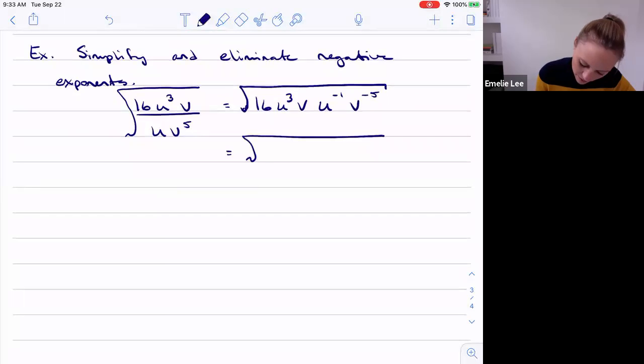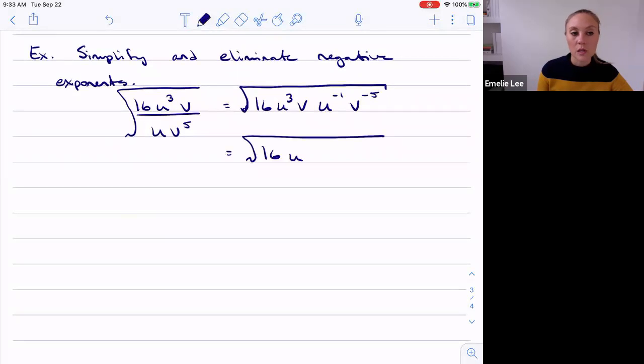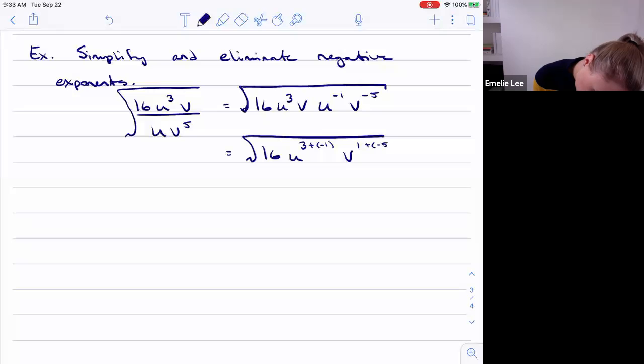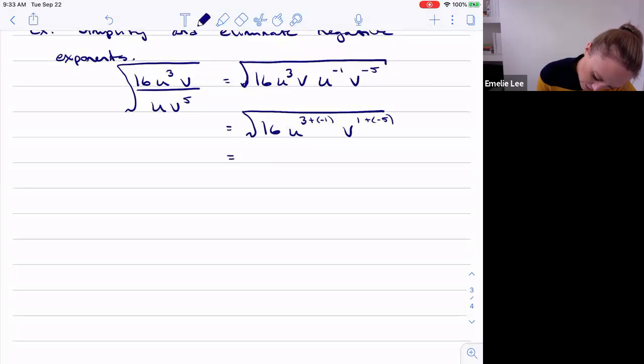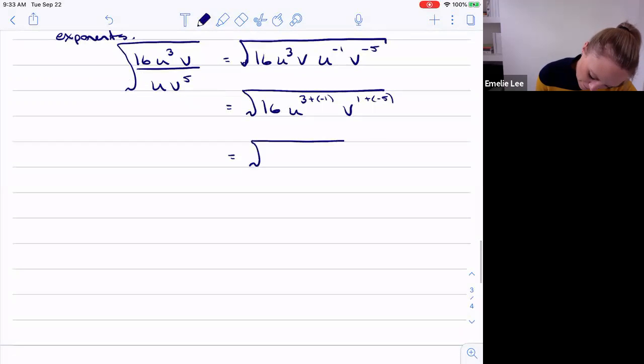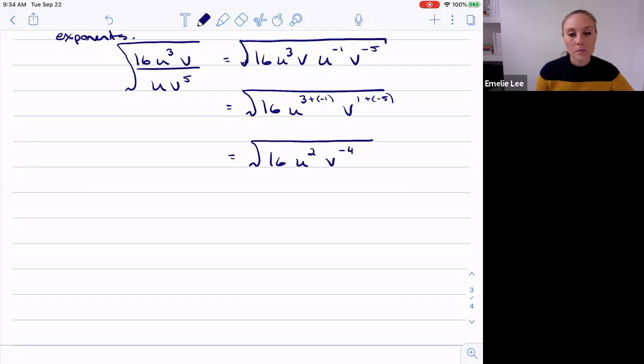So I've got the square root of 16. U to the 3 times u to the -1 is u to the, and I'll show it, but you could just go u to the 2 if you wanted to. U to the 3 plus -1, and then v to the 1 plus -5 is, I'll do another line here, the square root of u to the 2 and v to the -4. 1 minus 5 is -4.